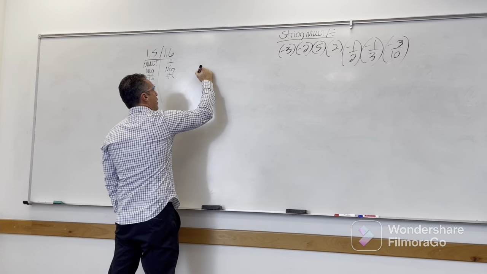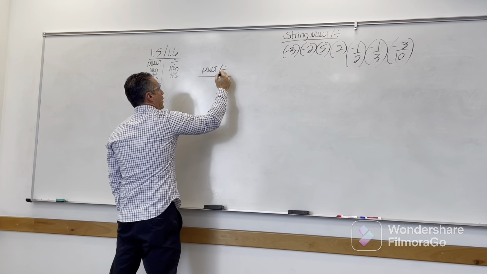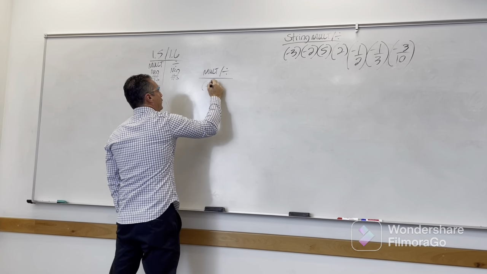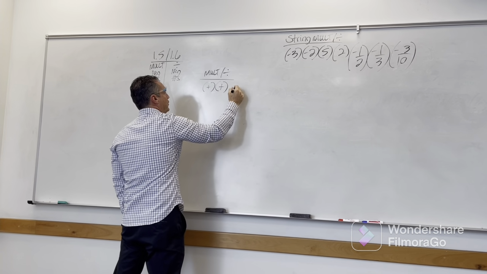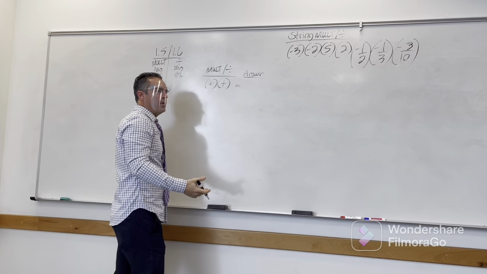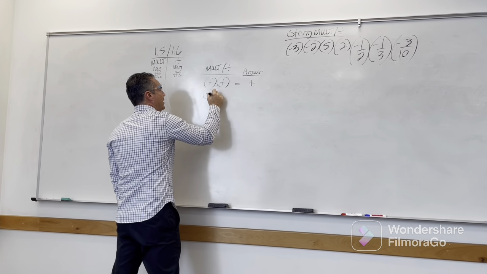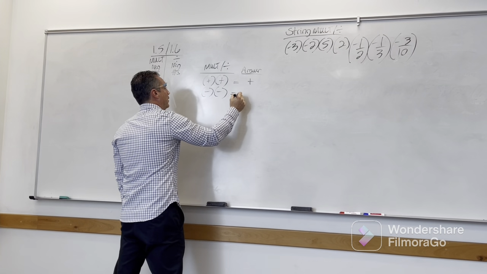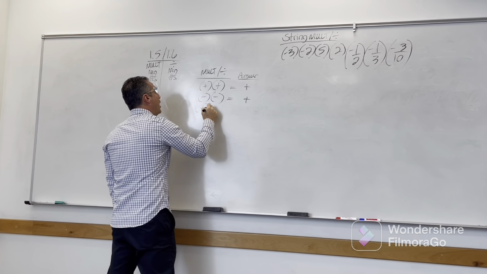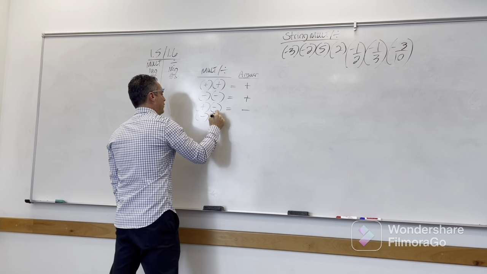So let's think about multiplication and division. If I have a positive times or divided by a positive, what does the answer always equal in terms of its sign? Positive. A positive and a positive make a positive, absolutely. How about a negative and a negative? What do they always make? Positive, very good. How about a positive and a negative? Negative. And a negative and a positive? Negative.